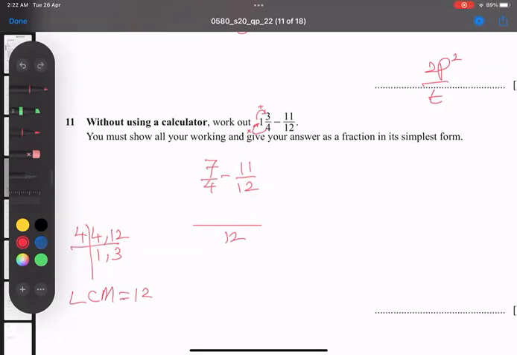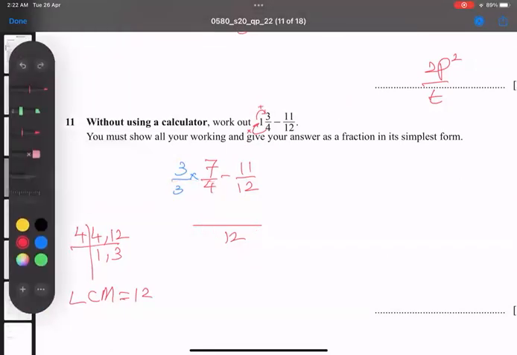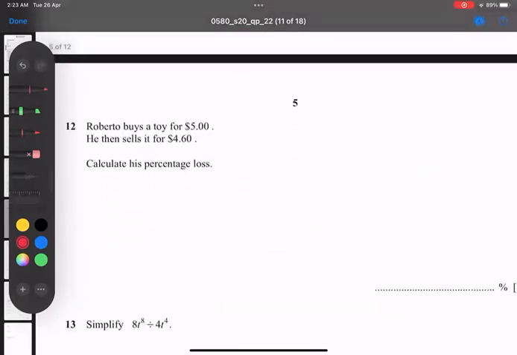So now what is the technique? This 12 matches, but this 4 does not match. So what to do? To match, multiply 3 down and 3 up, because 3 fours are 12. Now 3 into 7 comes up, and this 11 comes from the top. If we subtract, we get 10 by 12. Now simplification: 2 fives are 10 and 2 sixes are 12. So we get 5/6.